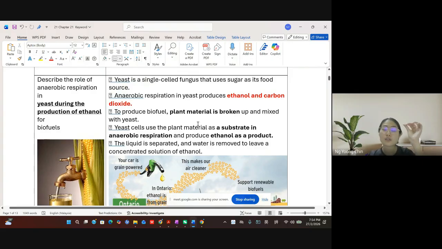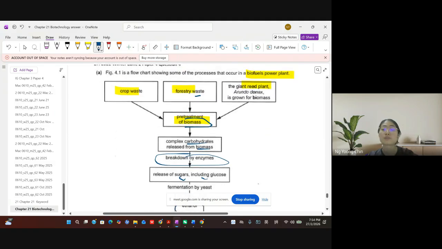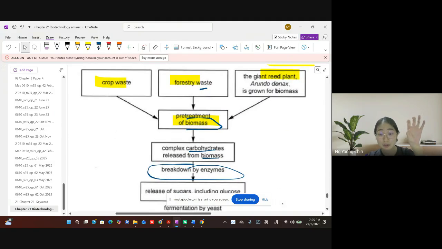Where do you get the substrate from? You get the substrate from the ingredient that you use, for example, the crop waste and forestry waste.